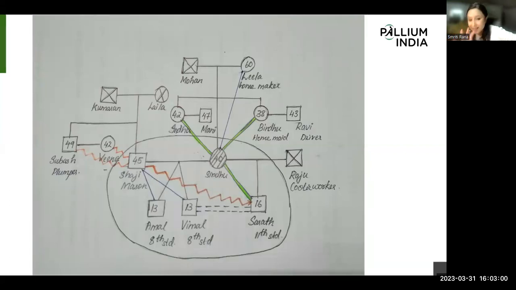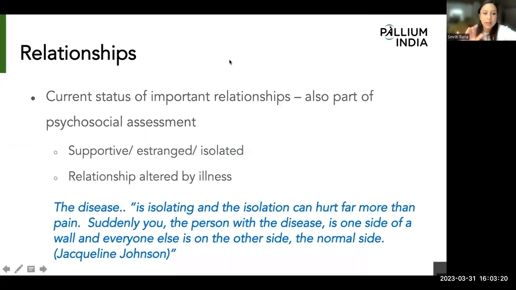Now the same thing, this diagram, if you were to write it down in narrative form, would take you about 5 pages. Every time you go back to meet the family and you find out something new, you can add it here. So much easier. Anyway, moving on from this. The current status of important relationships is also part of psychosocial assessment. Are they supportive, estranged, isolated? Because relationships do get altered by illness. And there's a quote by Jacqueline Johnson. I'm going to skip it for now.